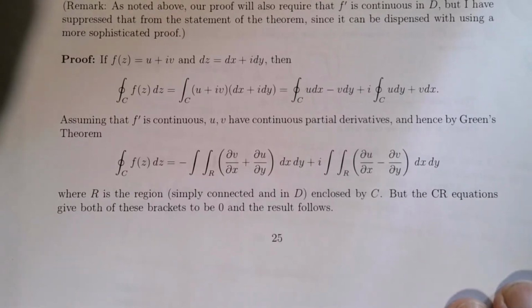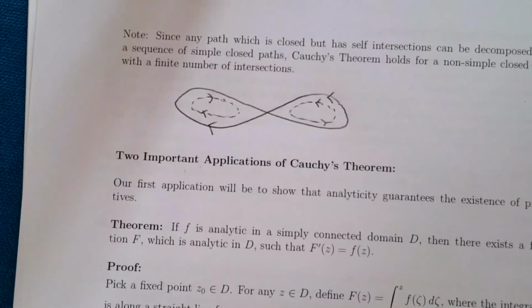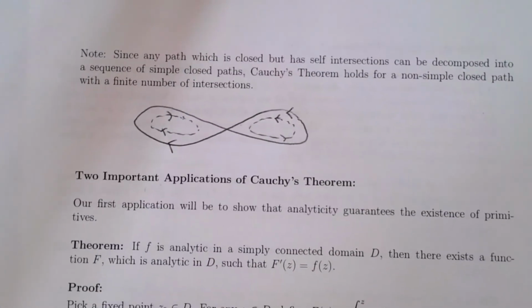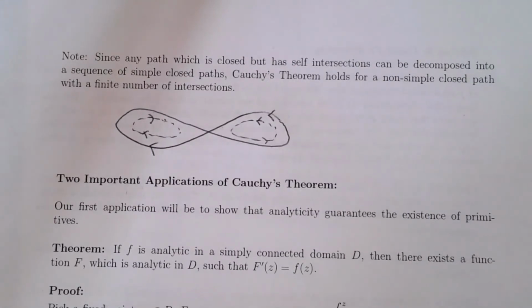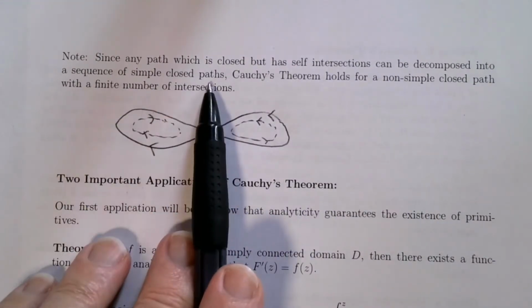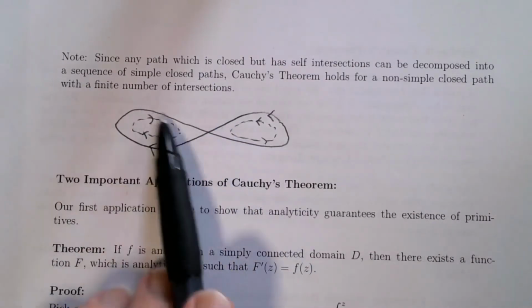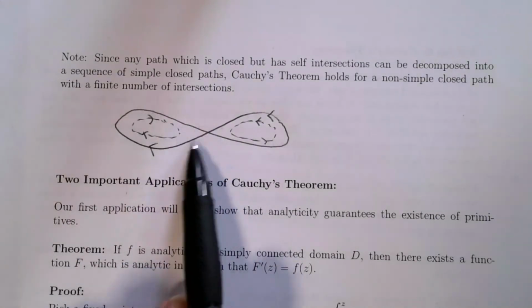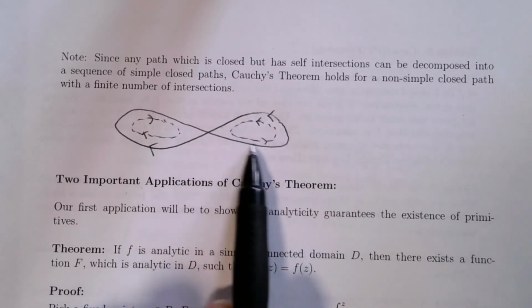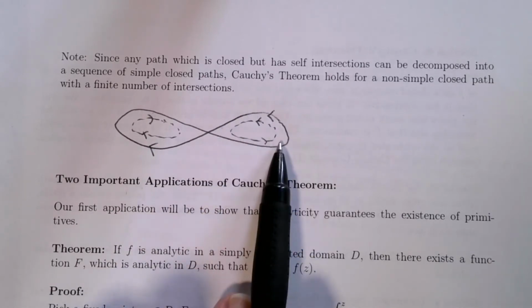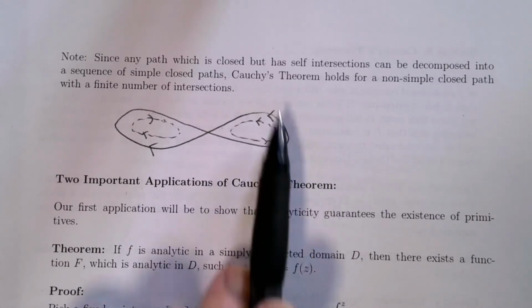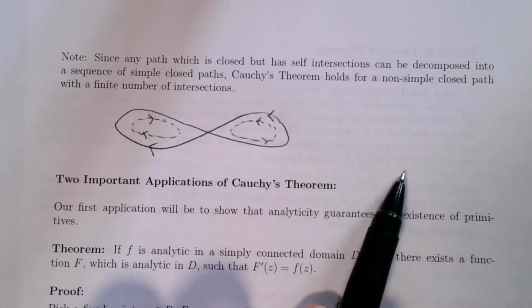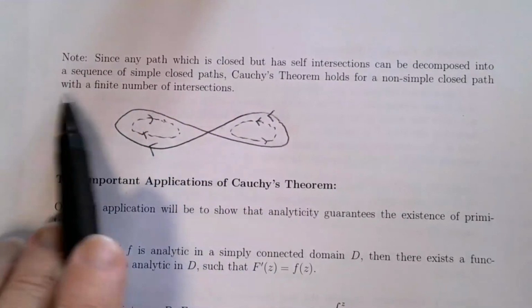This would not be the way Cauchy originally did it, but perhaps in a similar way. Since any closed path which has self-intersections can be decomposed into simple paths, if I've got some sort of contour like this that crosses itself, I can chop it here, and think of this one as one contour and this one as another contour. And so by that decomposition, we can see that Cauchy's theorem holds for all non-simple closed paths with a finite number of intersections.